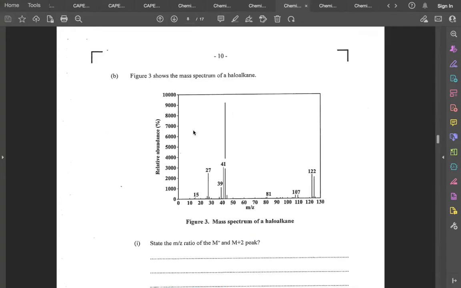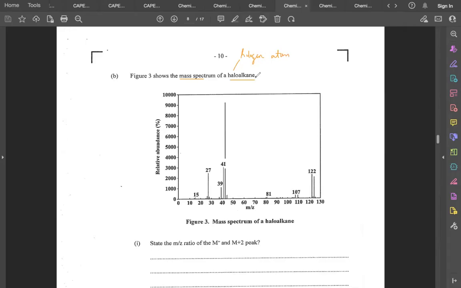So now we're at the spectrum, right? So here they're showing us the mass spectrum of a haloalkane. So we know there's a halogen in here somewhere, right? A halogen atom. So right away, I'm gonna write a halogen atom is present in this haloalkane. That's what they are. They have a halogen atom in there. And so the spectrum is representative of that, whatever that haloalkane is, right?